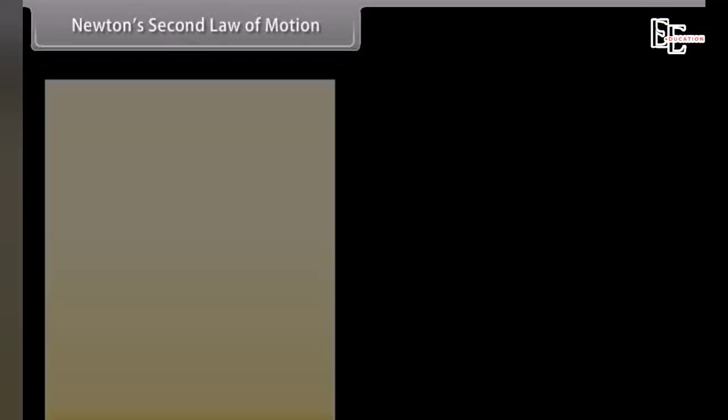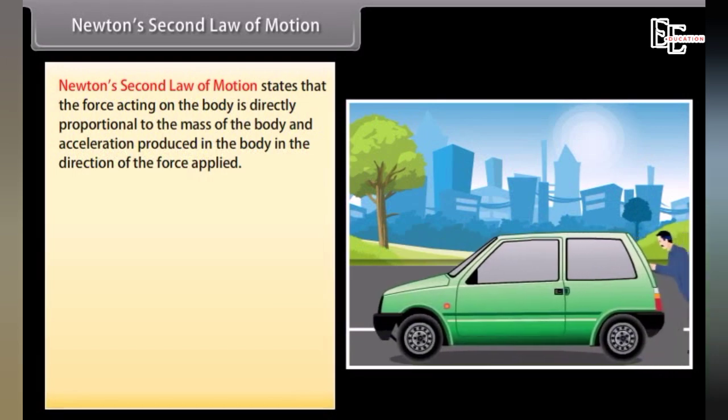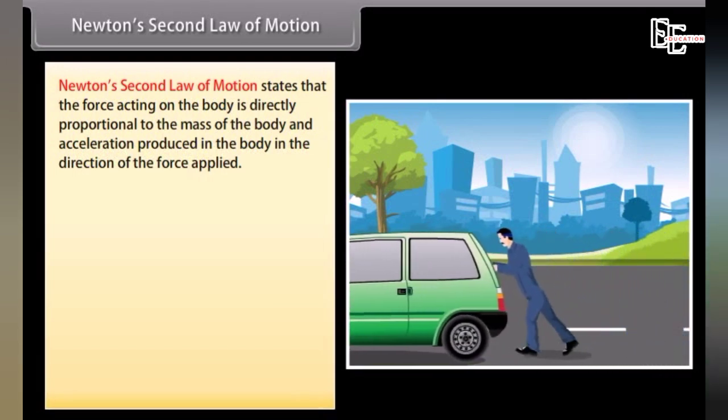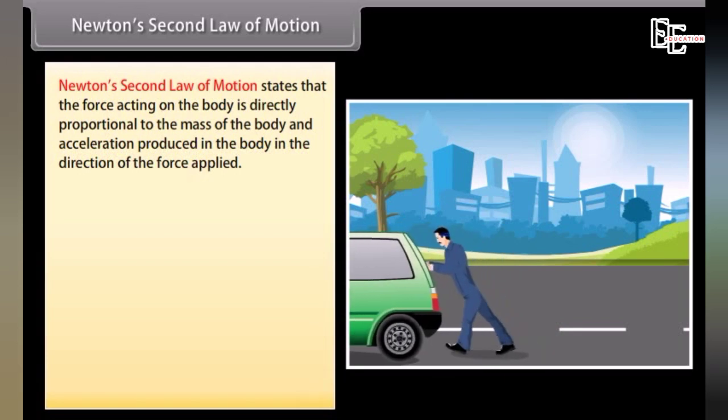Newton's second law of motion. Newton's second law of motion states that the force acting on the body is directly proportional to the mass of the body and the acceleration produced in the body in the direction of the force applied. F = ma, where F is force, m is mass, and a is acceleration.